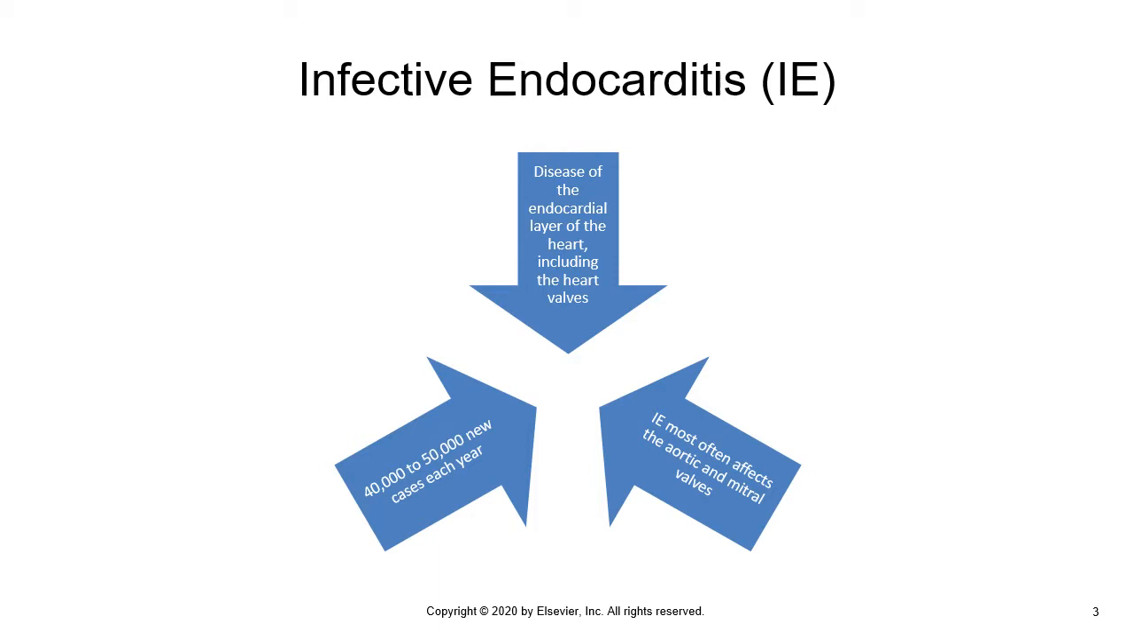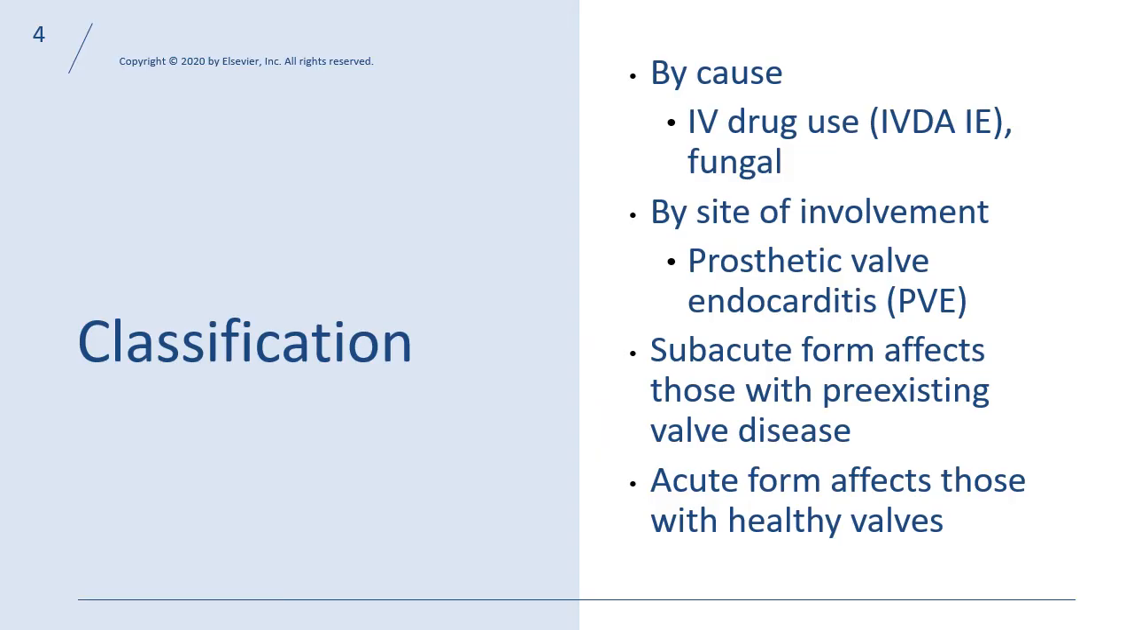Around 40,000 to 50,000 new cases of IE are noted every year. The 1-year mortality for IE has not changed in the last 20 years. We often classify IE based on the cause, for example, IV drug abuse or fungal endocarditis, or the site involved, such as prosthetic valve endocarditis. In the past, we've described IE as subacute or acute. The subacute form affects those with pre-existing valve disease over a period of months.